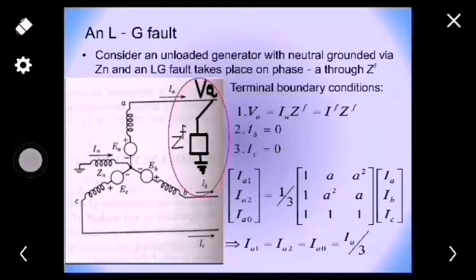And from this we can understand that IA1, IA2, IA0, all these are equal. It means that the positive sequence current, negative sequence current and zero sequence current are equal, and they are always equal to fault current divided by 3. This is the main identification of an LG fault.